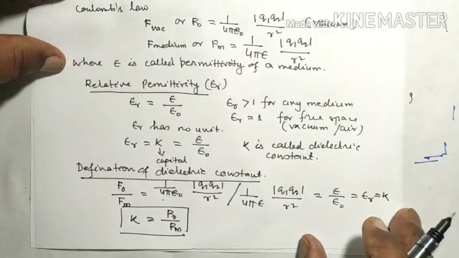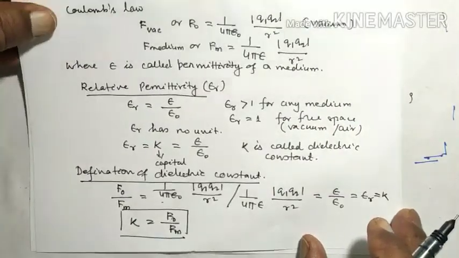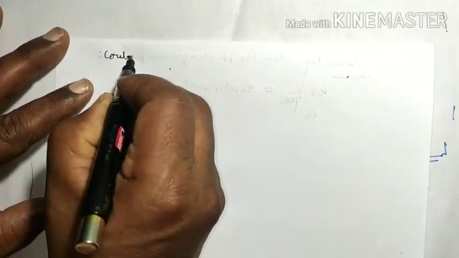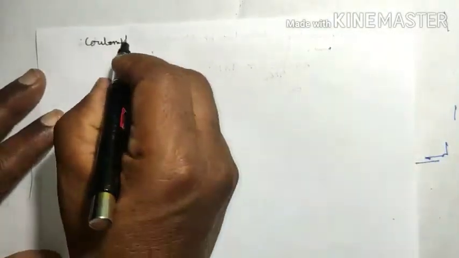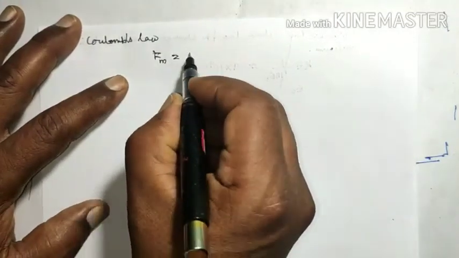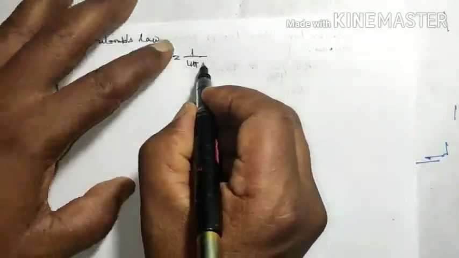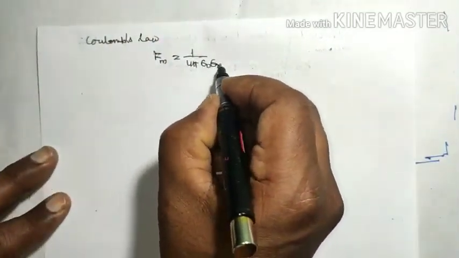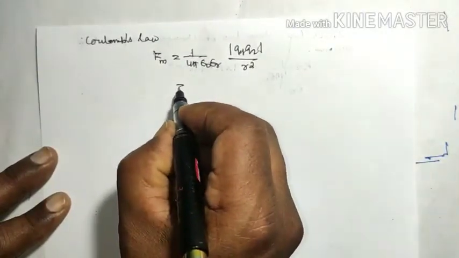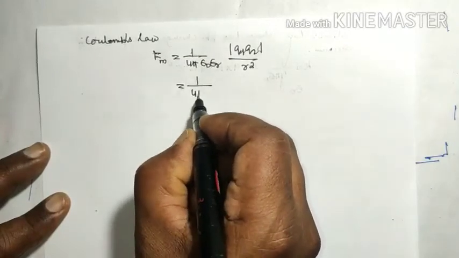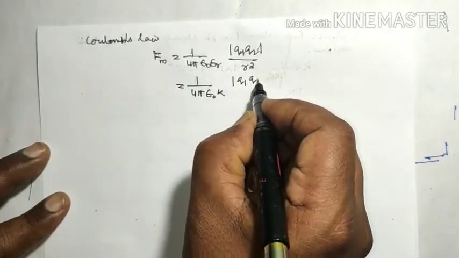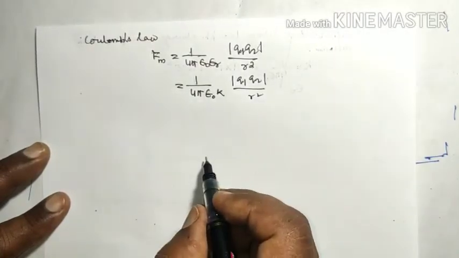Now Coulomb's law can be written in terms of epsilon r or K. Coulomb's law, that is Fm equal to 1 by 4 pi epsilon naught epsilon r mod of q1 q2 by r square, or it can be written as 1 by 4 pi epsilon naught K mod of q1 q2 by r square.